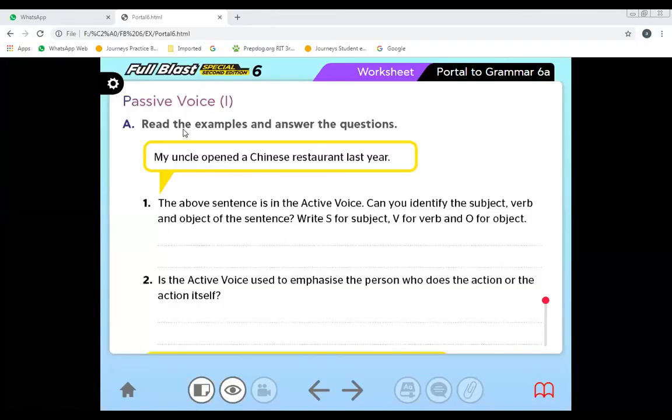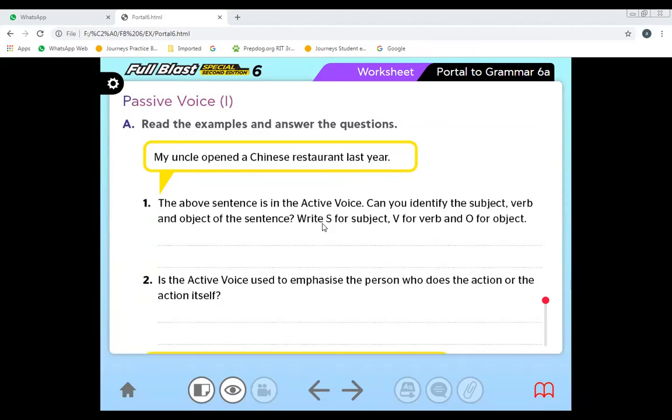Here, read the example and answer the question. Let's answer the question together. My uncle opened a Chinese restaurant last year. Can you see the screen? Yes. Okay, let's answer this question. My uncle opened a Chinese restaurant last year. It's the sentence. Question number 1. The above sentence is in the active voice. Can you identify the subject, verb, and object of the sentence?